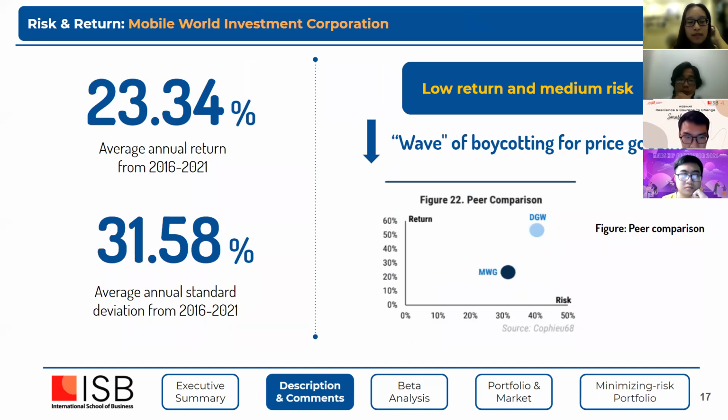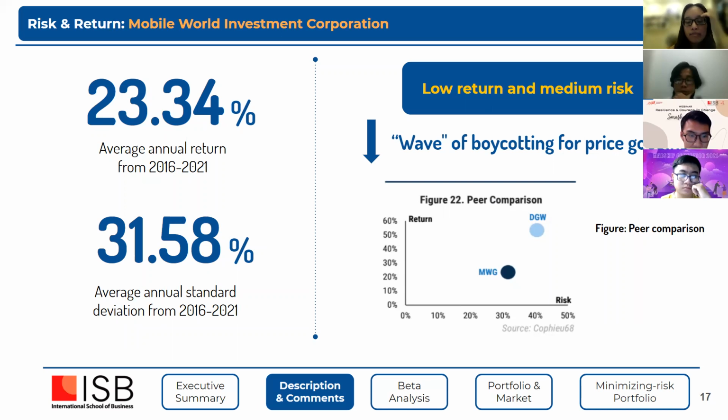The median performance of Mobile World can be reasoned by 2 events: the boycott of consumers against Bách Hóa Xanh's price gouging and investor hesitation over the company's huge annual bonus shares for employees. And compared to other competitors, Mobile World had a lower return on investment, yet a much healthier volatility.